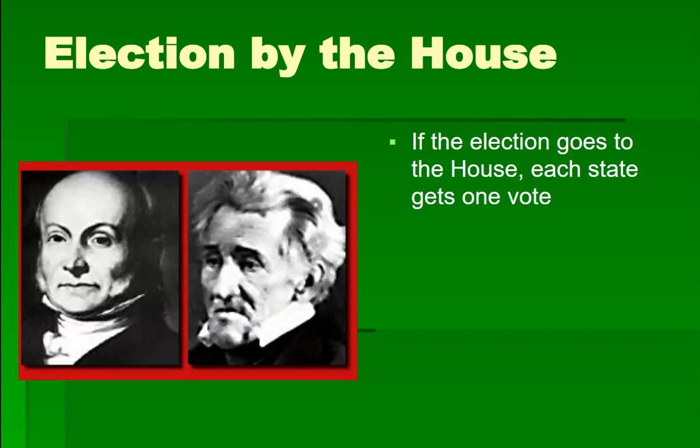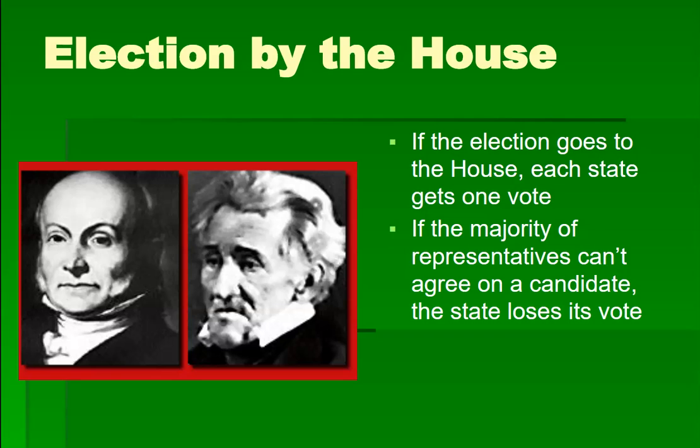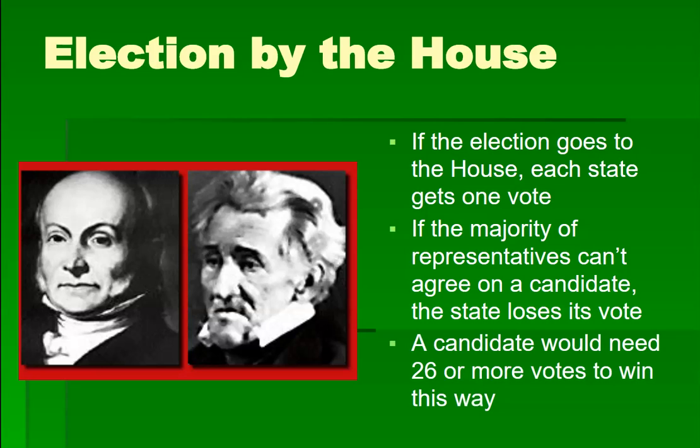So John Quincy Adams became president, and he then named Clay as his Secretary of State. So if the election goes to the House, each state gets 1 vote. And if the majority of representatives can't agree on a candidate, the state loses its vote. A candidate, of course, today would need 26 or more votes to win this way.